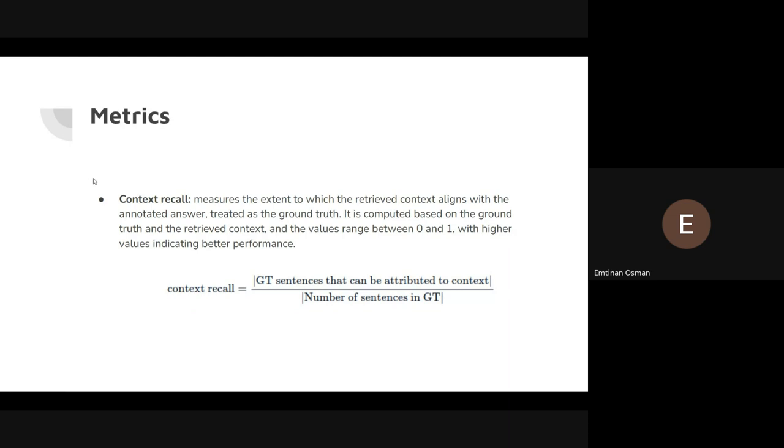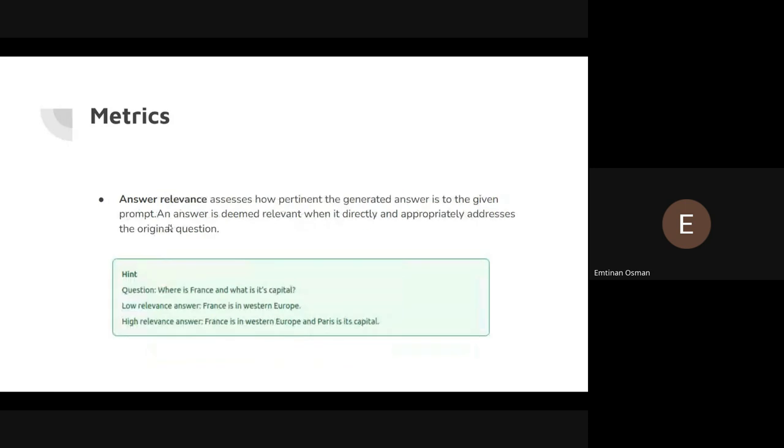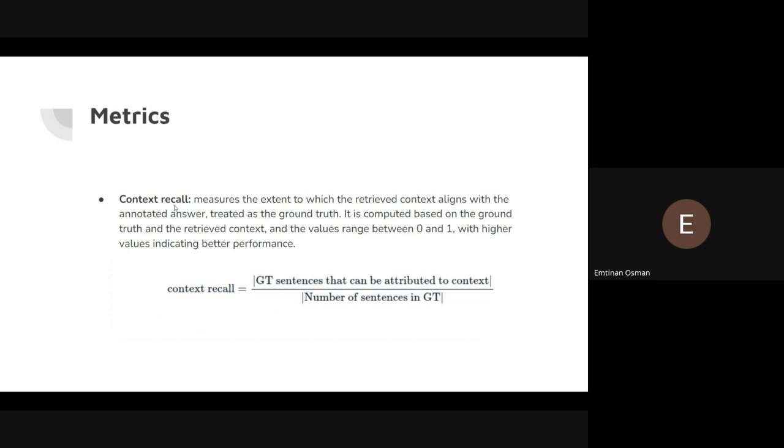Okay, I should just move on quickly because it's simple enough. There is the context recall. These first two, the answer faithfulness and the answer relevance, are measurements of the performance of the generator, the second component of the RAG. Here, the context recall is a metric that evaluates the retriever part of the RAG. It measures how much of the retrieved context aligns with the question, basically.